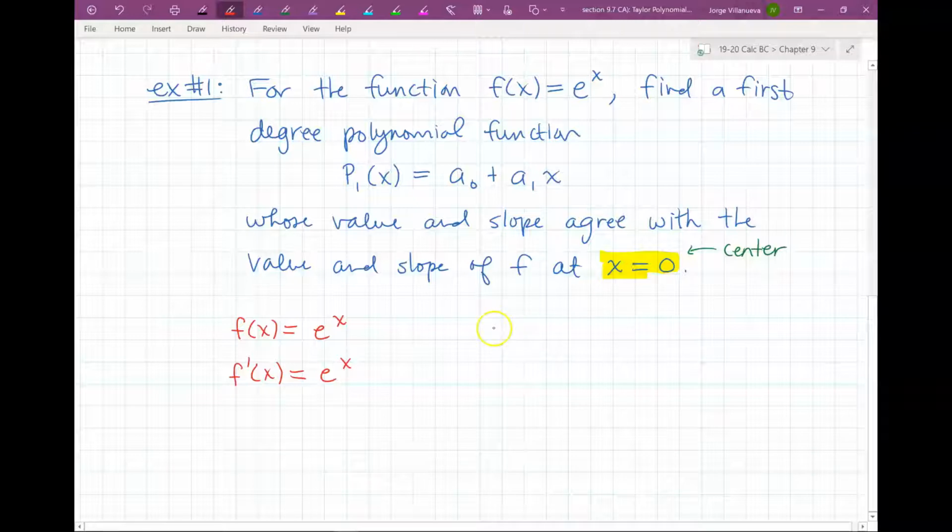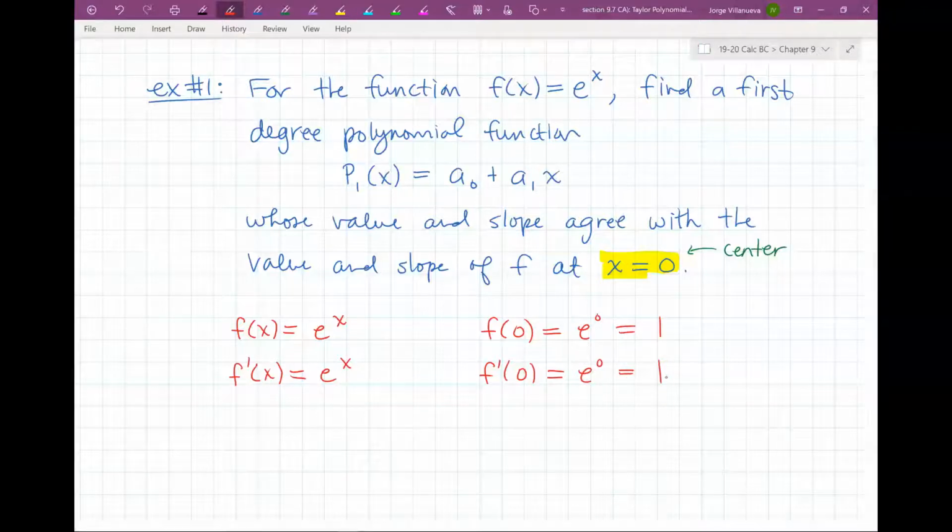Okay, so in other words, what's f of 0? And what's f prime of 0? Right, so that would be e to the 0, which is 1. And that's e to the 0, which is 1. So, okay, I'm not really surprised. So far, the work doesn't seem that difficult. I'm just getting my original function, I'm taking its derivative, and I'm plugging in 0 into both.